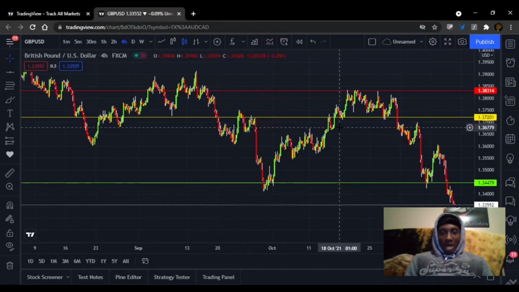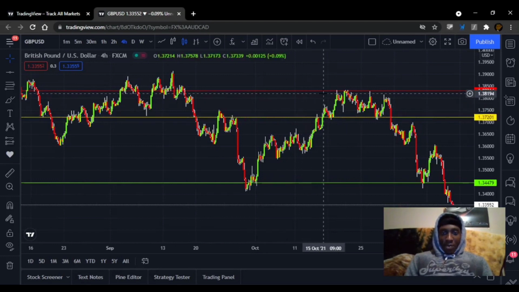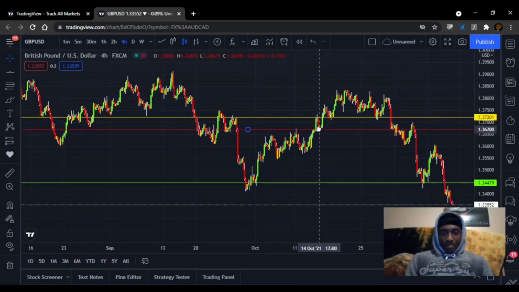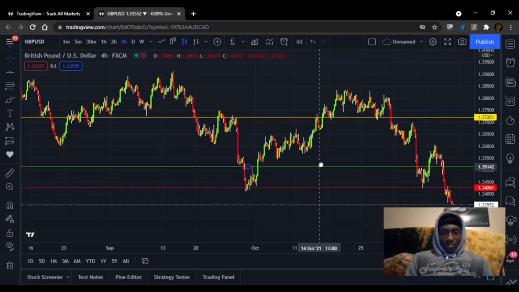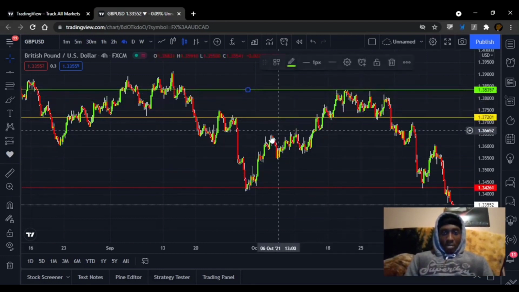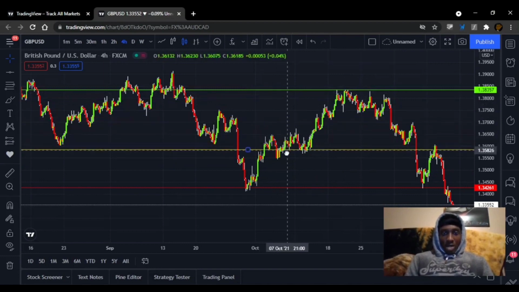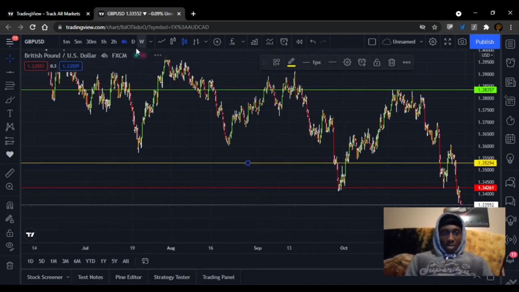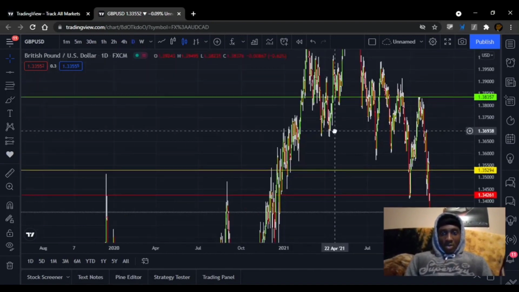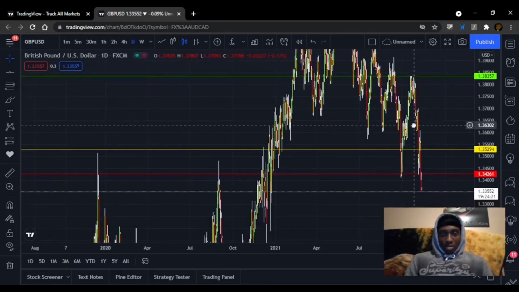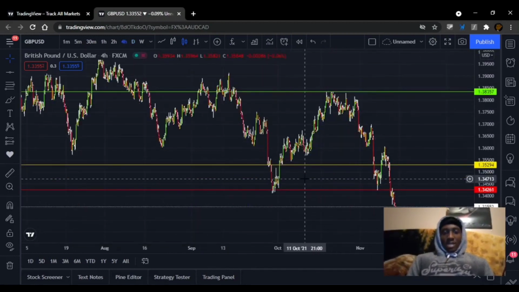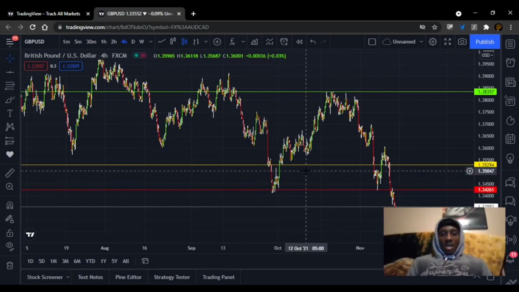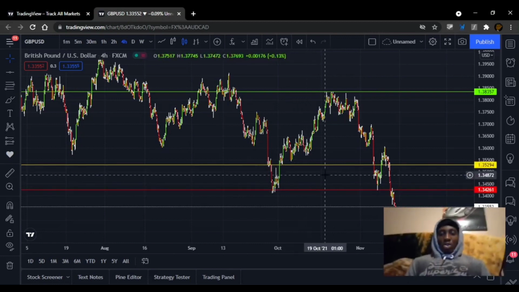Let's say I wanted to do a buy, okay? Let's say I wanted to get in the market for a buy, excuse me. Let's say that the green line is our take profit, the red line is our stop loss, and the yellow line is our entry point, right? So now, to calculate for the buy, it's the same exact thing.